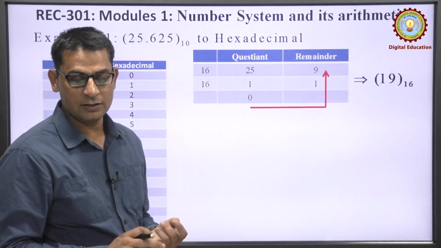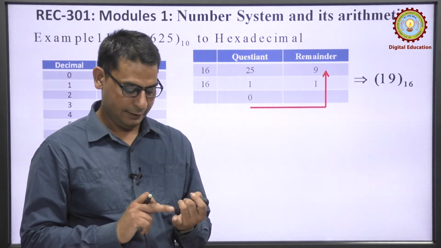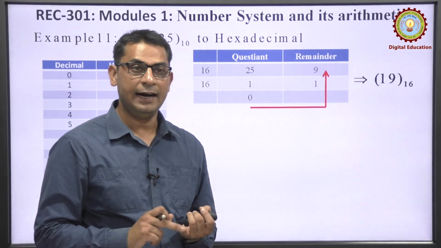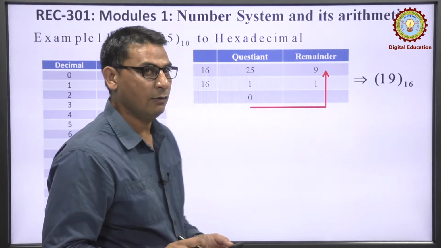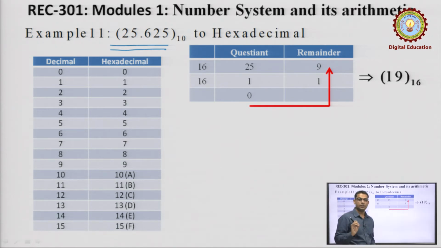I have also discussed the conversion of binary to octal, decimal to binary, decimal to octal, decimal to hexadecimal, and the reverse as well. But this question is different, because here the decimal number has both an integer and a fractional value. So how will we solve it? We want the equivalent of 25.625 in the hexadecimal number system.